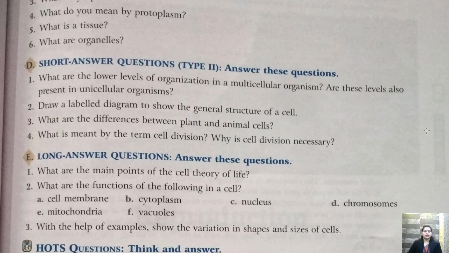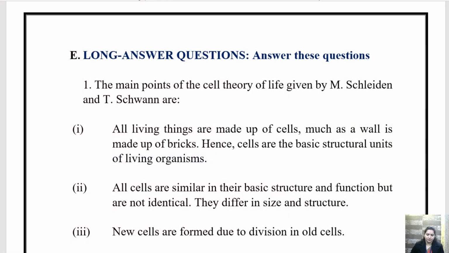So the question number 1 is, what are the main points of cell theory of life? So children, quickly tell me, who gave cell theory? Yes, children. Who gave cell theory? So cell theory was given by Schleiden and Schwann, isn't it? Cell theory was given by Schleiden and Schwann. Children, this is very important. You should remember this name, Schleiden and Schwann. Okay, they are the scientists who gave cell theory.